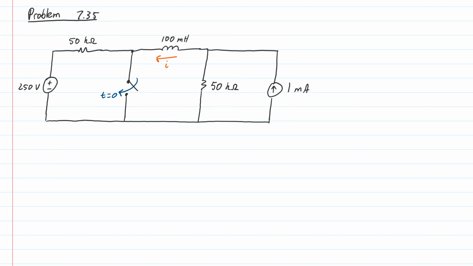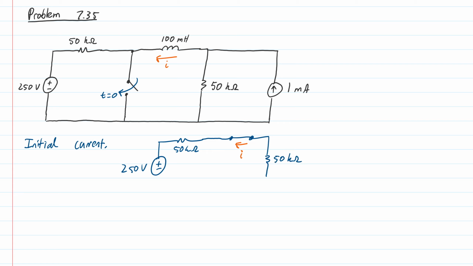So to analyze this, let's have a look first at the initial current. So what I'm going to do is draw what the circuit looks like for times less than 0, before the switch closes. So before the switch closes, this is what my circuit looks like. I have a 250 volt source. I have a 50 kilo ohm resistor. I have the inductor, but the inductor will behave just like a short circuit, so no need to draw it as an inductor. I'm only interested in the steady state DC behavior.